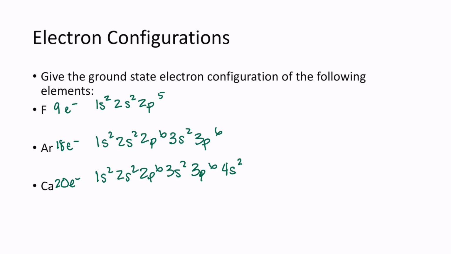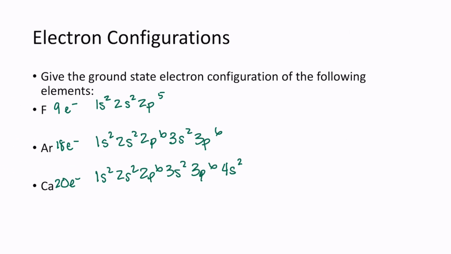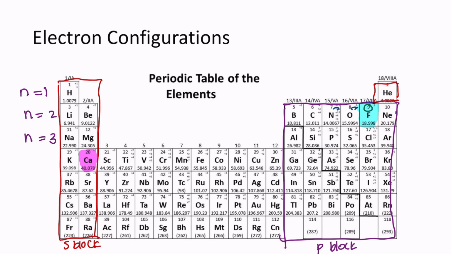So we can use what is called the noble gas electron configuration of the elements. And when you're using the noble gas electron configuration, you're going to substitute some of the electrons with the closest noble gas. So for fluorine, my closest noble gas can't be neon because it has more electrons. I have to get the closest noble gas that has less electrons. So in this case, it has to be helium.